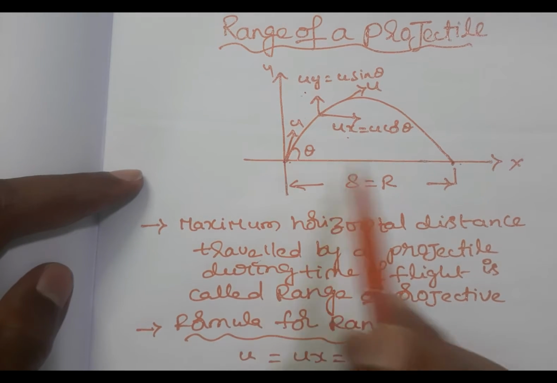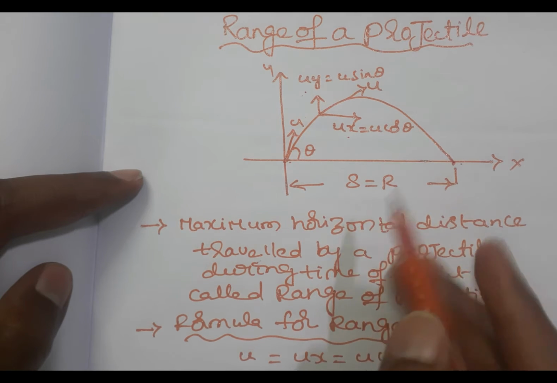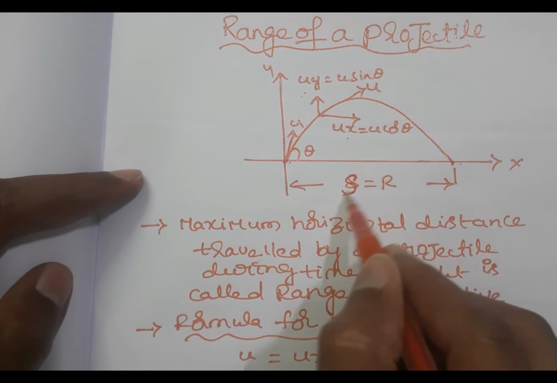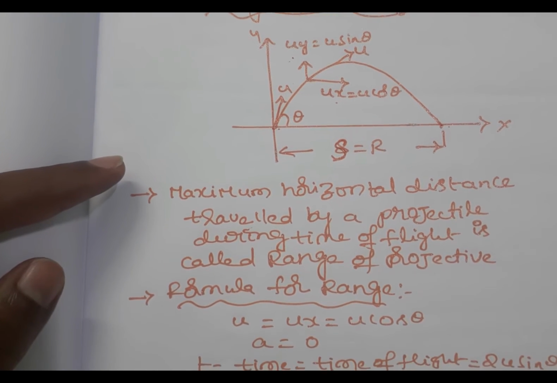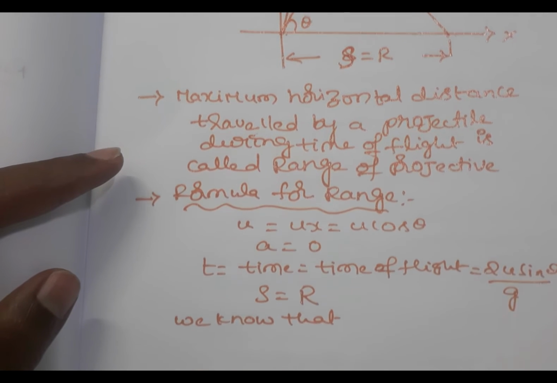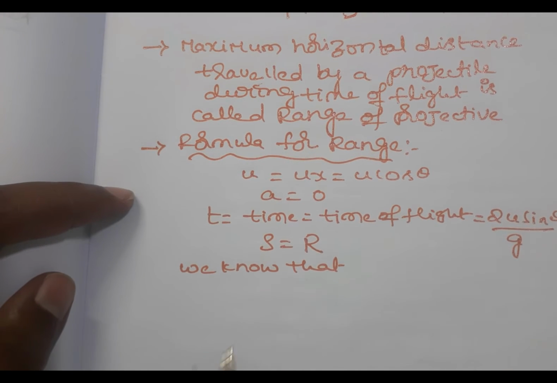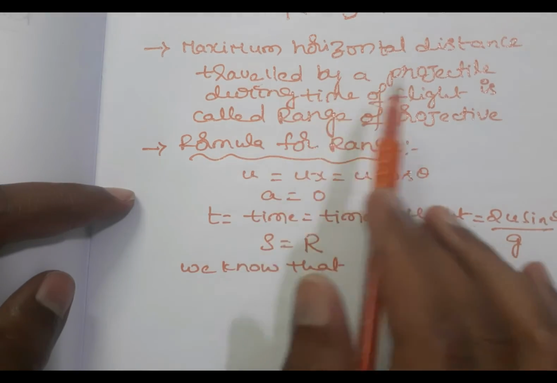That is from here to here along the horizontal direction. This is called the range of the projectile, denoted by S, which is equal to R. So the maximum horizontal distance traveled by the projectile during the time of flight is called the range of the projectile. So, the formula for range of projectile.